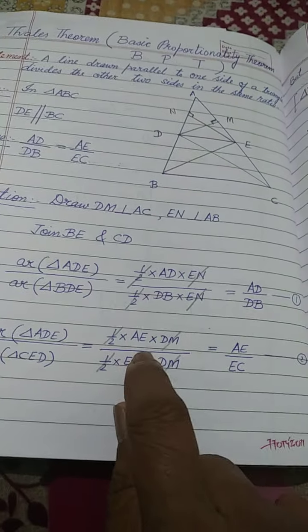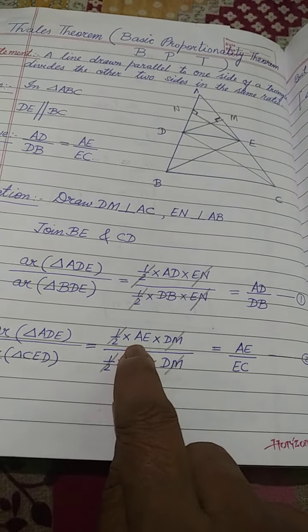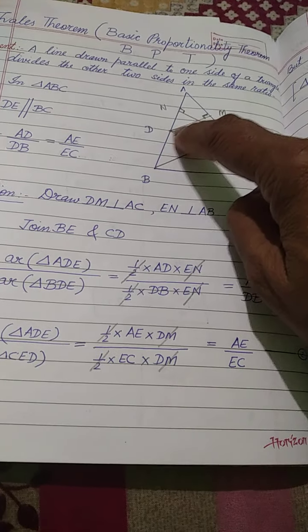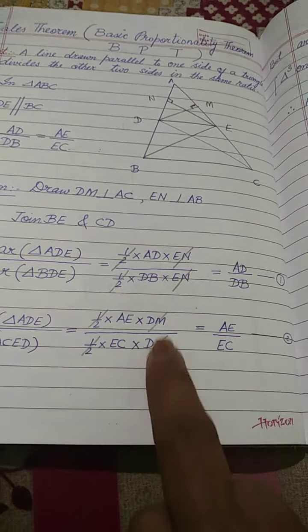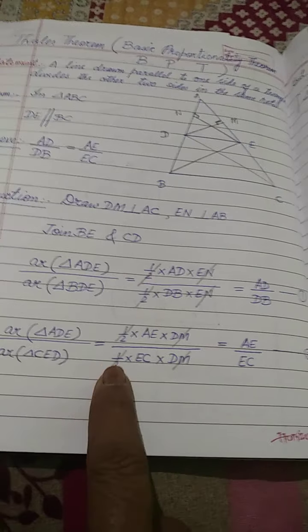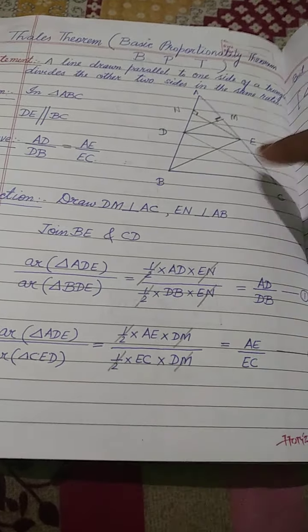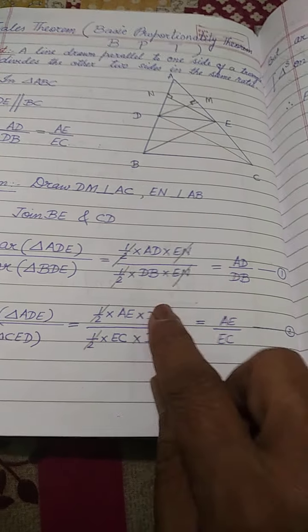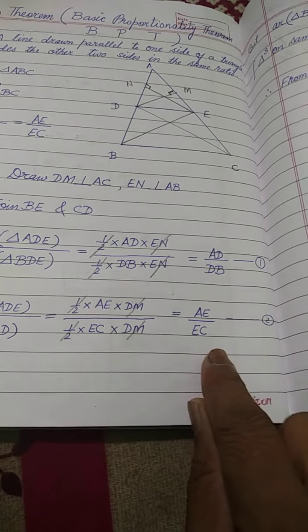So in this case, in the upper triangle, base will be AE. When you take AE, then height will be DM. So here DM will be taken as height. In case of the denominator, base will be EC, so height will be DM. Here also 1 by 2 and DM will be cancelled. So AE by EC is left.